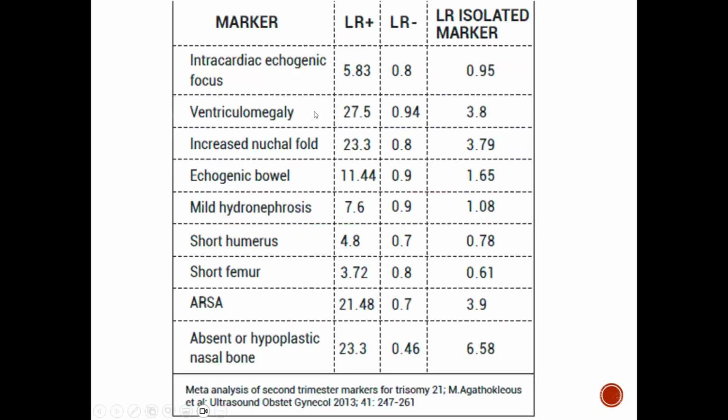So these are some common soft markers for trisomy 21: EIF, ventriculomegaly, increased nuchal fold thickness, echogenic bowel, renal pelvic dilatation, short humerus and femur, aberrant right subclavian artery, and absent or hypoplastic nasal bone. We can see the likelihood ratio for individual markers. Especially for ARSA, absent nasal bone, increased nuchal fold thickness, and ventriculomegaly, the likelihood ratio is approximately 4 to 6, while others have approximately 1. So these 4 are the major markers, while the others are minor markers.